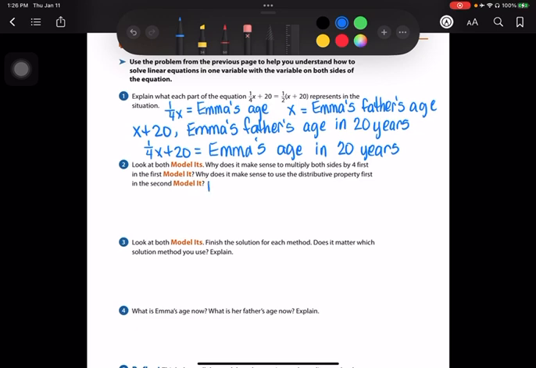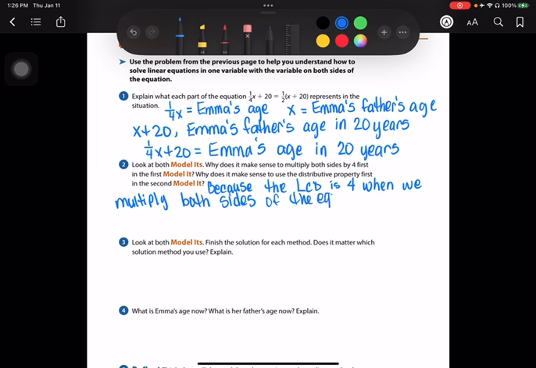So we can say because the least common denominator is 4, when we multiply both sides of the equation by 4, we eliminate, which means to get rid of, the fractions.